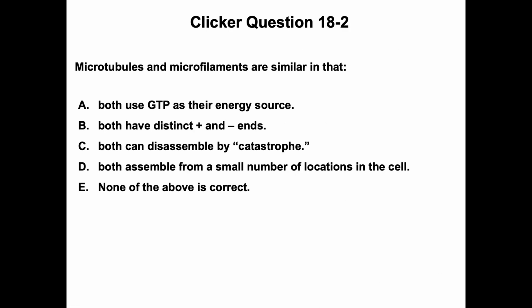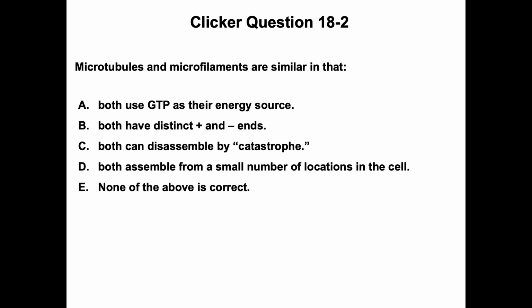Microtubules and microfilaments are similar. This is an easy question. Both use GTP as their energy source. Both have plus and minus ends. Both can disassemble by catastrophe. Both assemble from a small number of locations in the cell. None of the above.